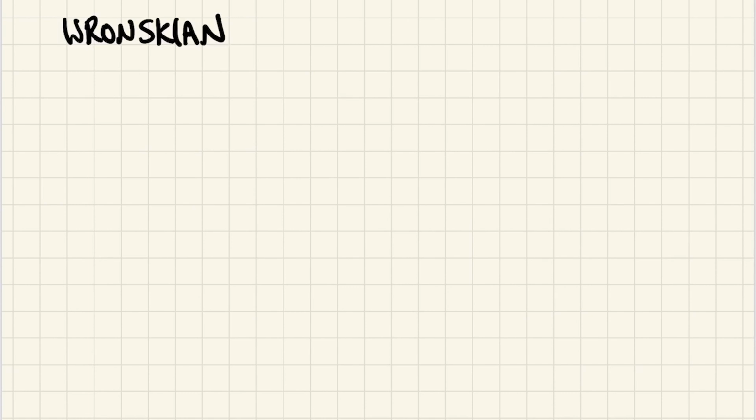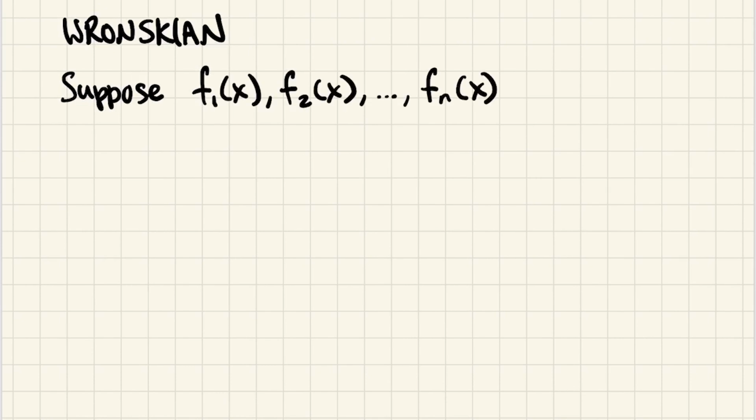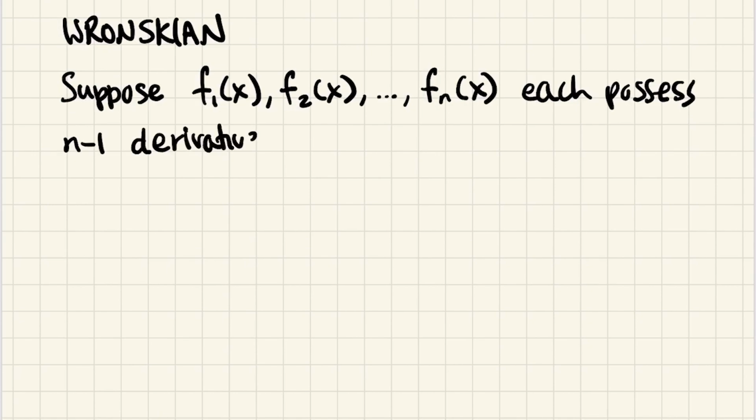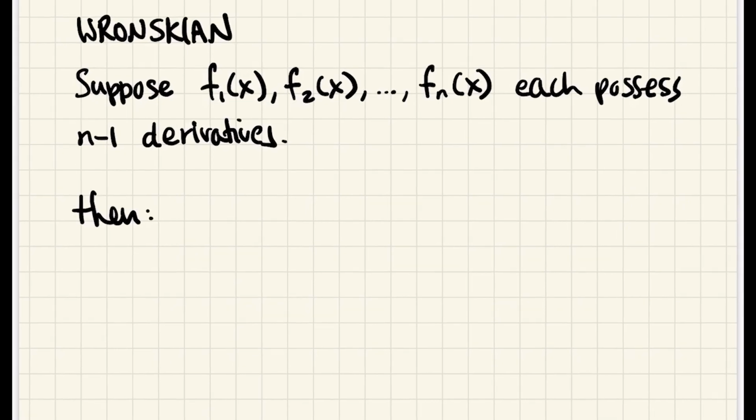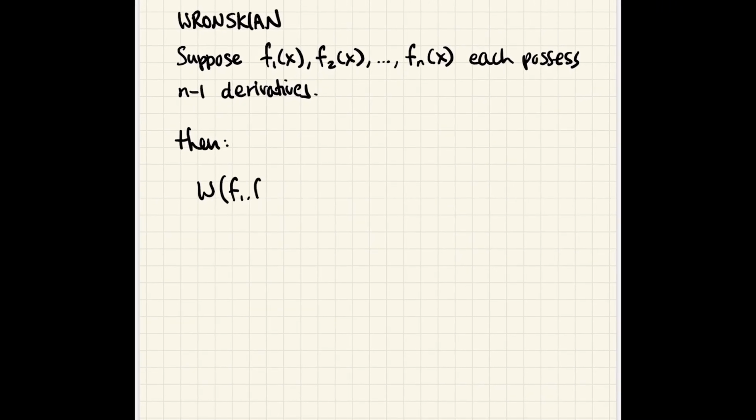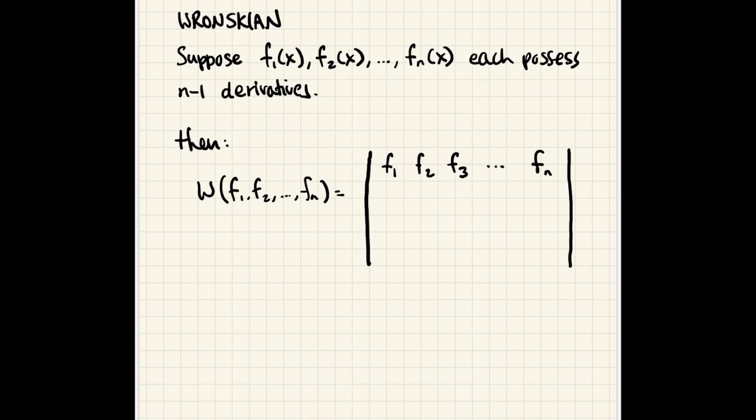So let's suppose we have a set of functions and they each possess n-1 derivatives. Well then the Wronskian of these functions is equal to the determinant of the following matrix. The first row of the matrix is actually just the functions themselves in a list. The second row of the matrix would be the first derivative of f1, the first derivative of f2, the first derivative of f3, and so on, all the way to the first derivative of fn.